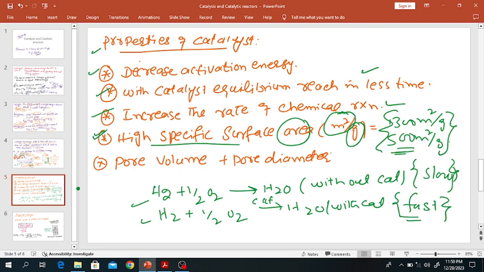Due to high specific surface area, it is usually used in heterogeneous reactions. It is high for volume, it is high for diameter. So with the help of volume and diameter, we can prepare various different chemical products with the help of catalyst.